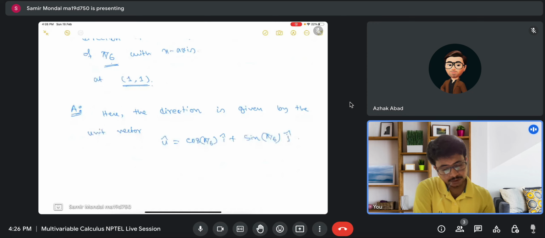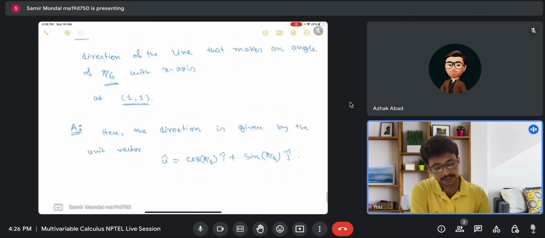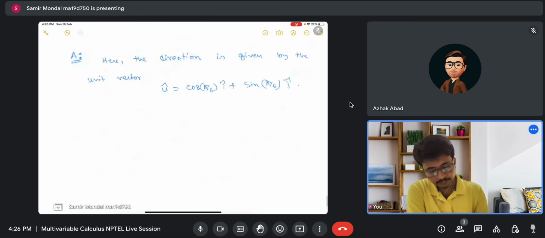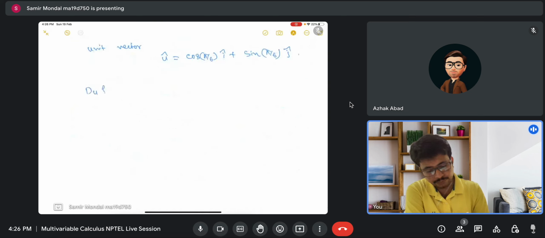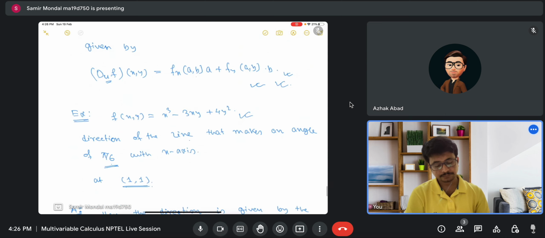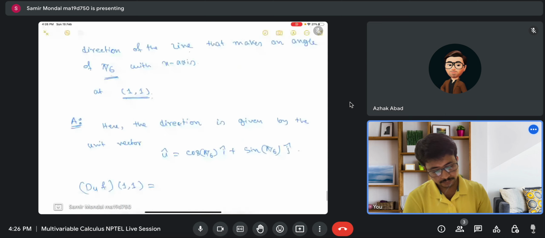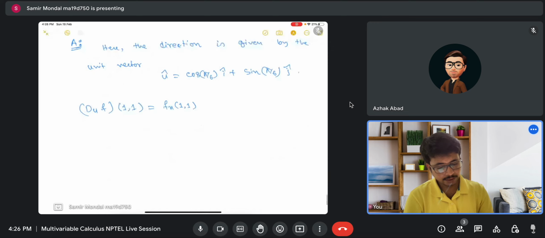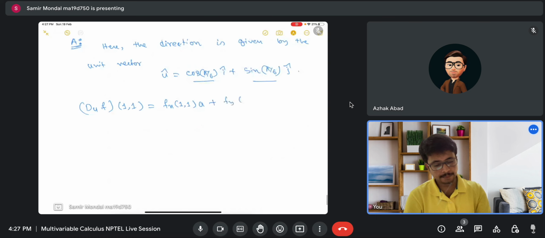In this direction you have to find the directional derivative of this function at the point (1, 1). Here, if you look, the partial derivatives of this function with respect to x and with respect to y are both continuous at the point (1, 1). So we can use this theorem and this formula. This one is a, this is your b.